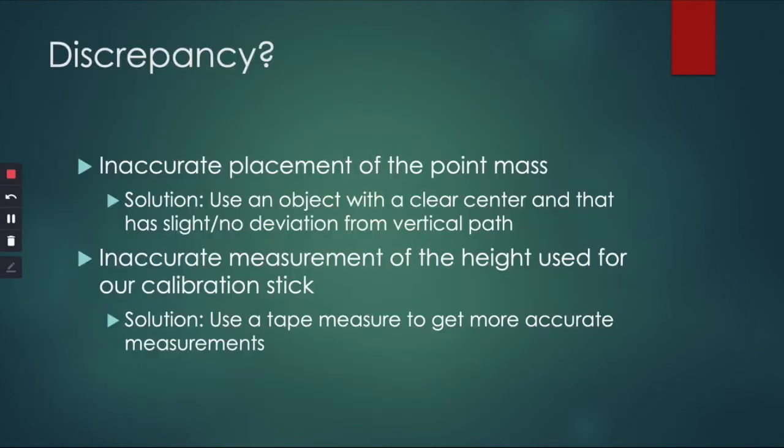The two main causes of the discrepancy mentioned earlier were probably the inaccurate positioning of the point masses and the inaccurate measurement of the height used for our calibration stick. The first issue can be fixed by using an object with a clear center that barely deviates from the vertical path. The other can be fixed by using something longer than a ruler, such as a tape measure.